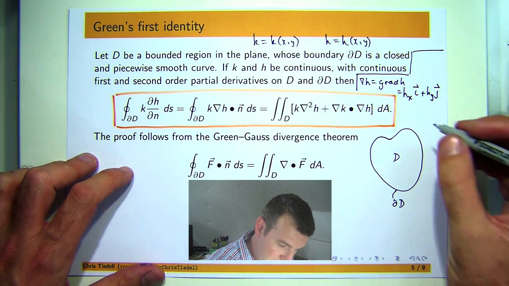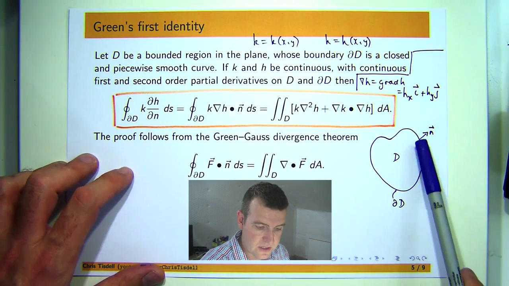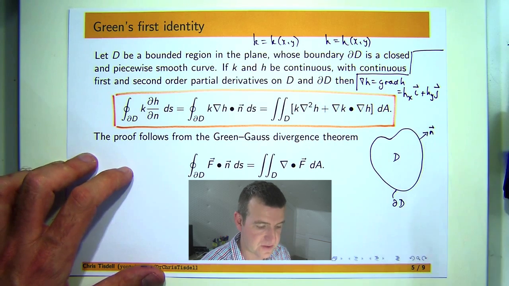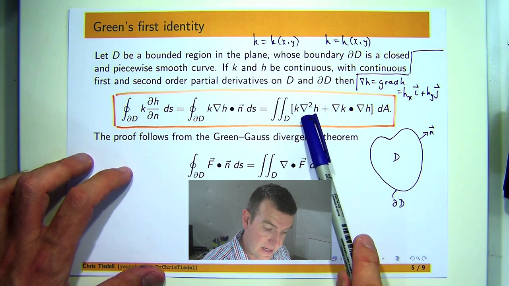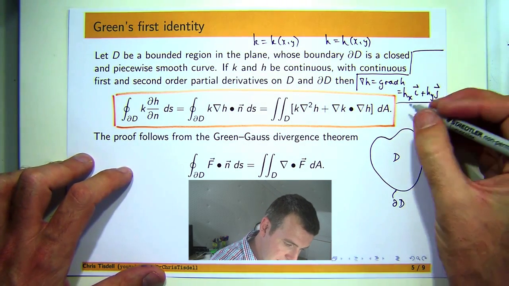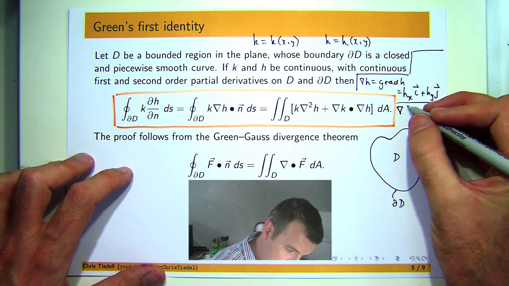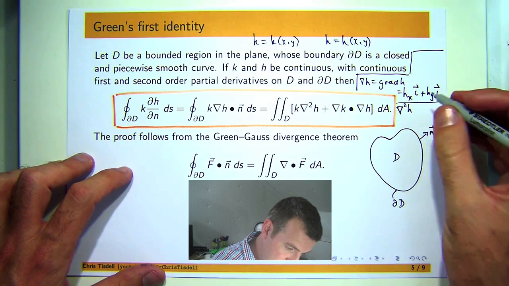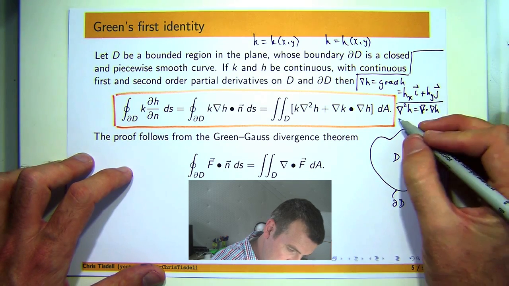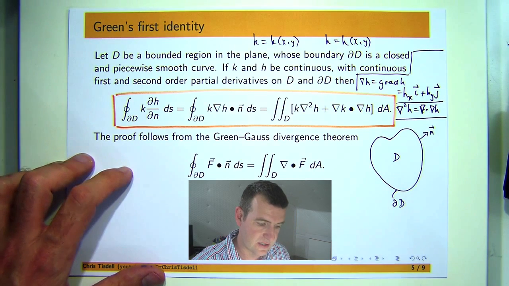The n vector here is a unit vector that is so-called normal to the boundary, and it's outward pointing. So it doesn't point inwardly, it points the opposite way. The nabla squared here is the Laplacian operator. Okay, so basically the Laplacian operator is just the following. You take the gradient of h to form this, and then you take the divergence.